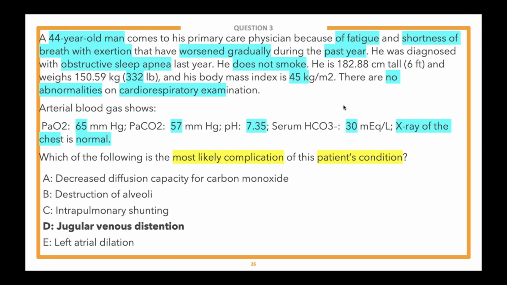Destruction of alveoli, answer choice B. This would be something you would see in COPD, specifically emphysema. Okay, but we know here that the chest X-ray is normal and the cardiorespiratory exam is normal as well.